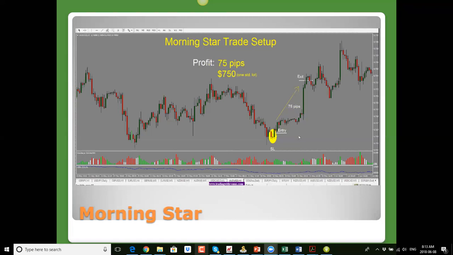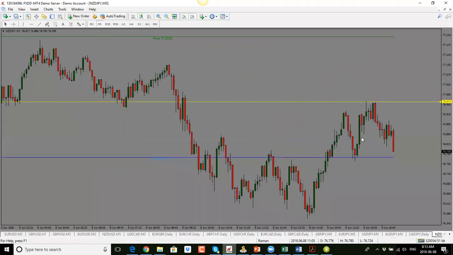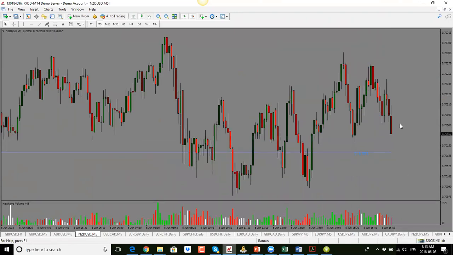All right, so we will call it a wrap. Let's take a quick peek at what's going on with our New Zealand dollar trade. Looks like the New Zealand yen is dropping here. Where's the New Zealand dollar? Okay, so the New Zealand dollar is dropping here as well.